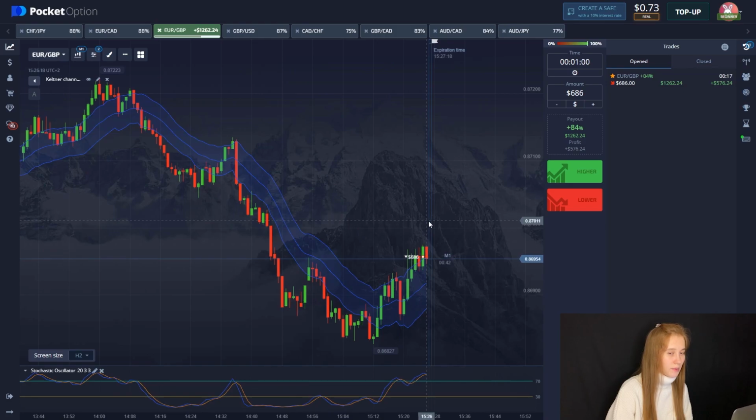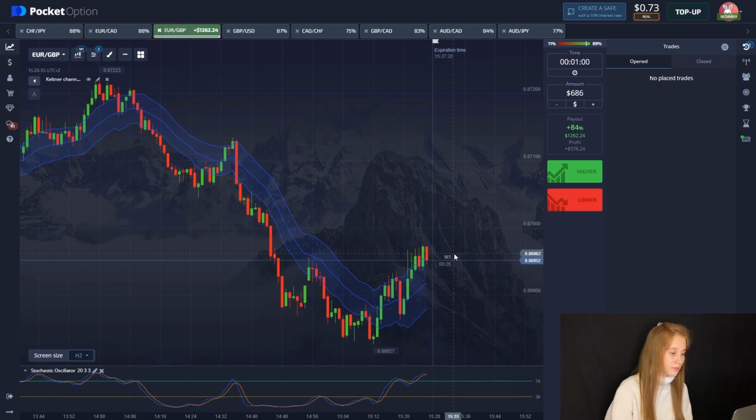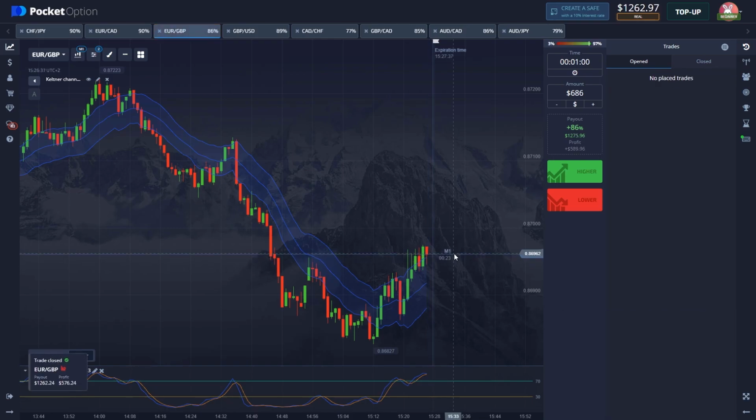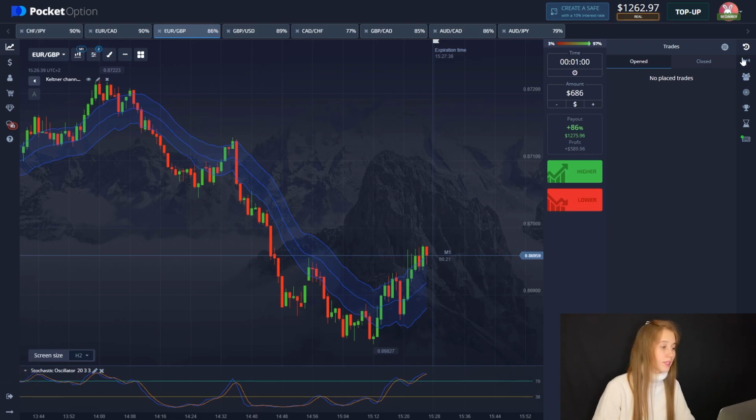That's why the deal is open for sale. The deal is open absolutely ahead of the curve. Since our stochastic has not yet crossed this line, we're reading this moment and we are waiting for the completion. And our deal closes on plus.